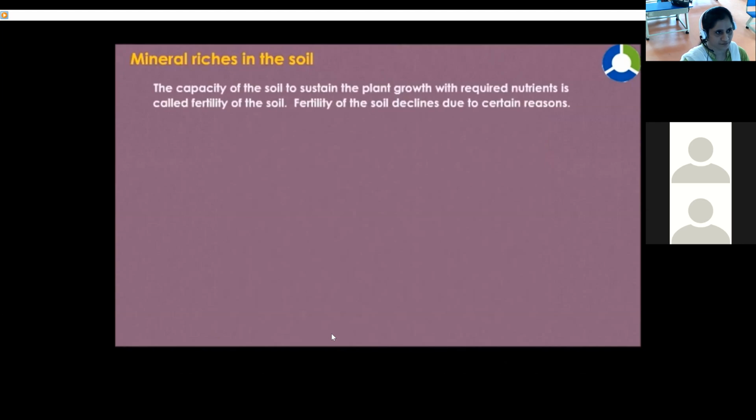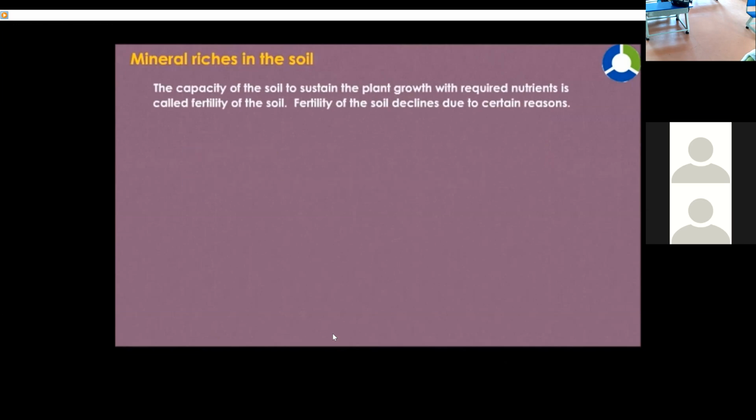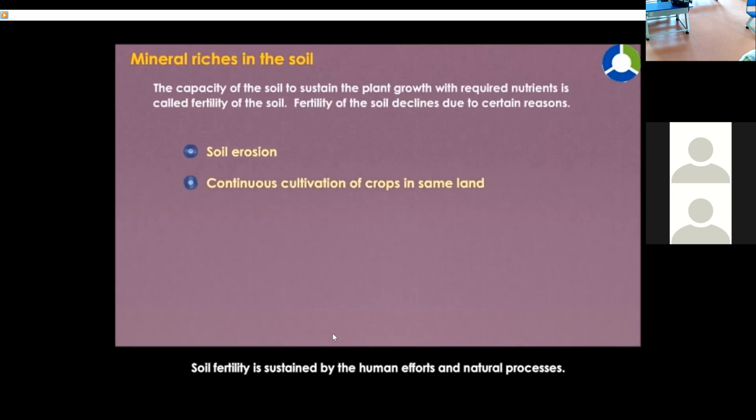The capacity of the soil to sustain plant growth with required nutrients is called fertility of the soil. Fertility of the soil declines due to certain reasons: soil erosion, and continuous cultivation of crops in the same land. Soil fertility is sustained by human efforts and natural processes. So soil is therefore termed as a maintainable natural resource.